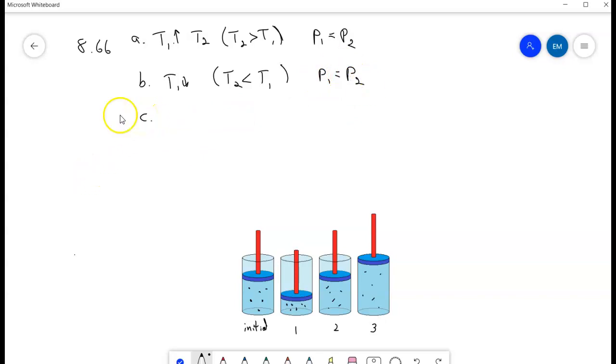C, atmospheric pressure decreases if temperature does not change. So now temperature doesn't change, so T1 is equal to T2. I guess this is atmospheric pressure. So the pressure decreases, so P2 has got to be less than P1. Remember, you have a pressure and the pressure decreases, so the decreased pressure is P2.